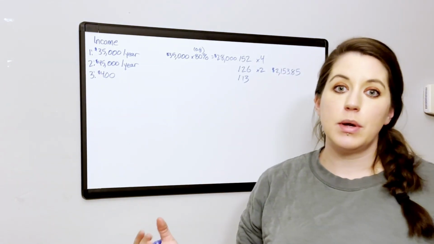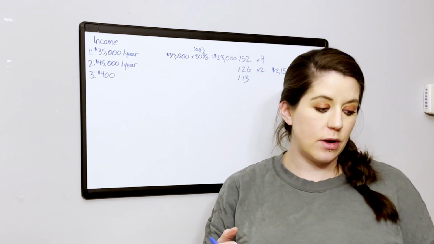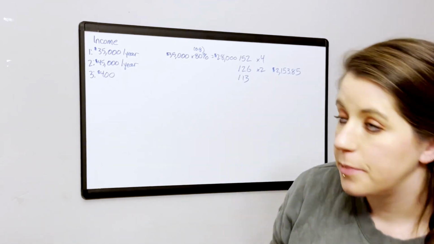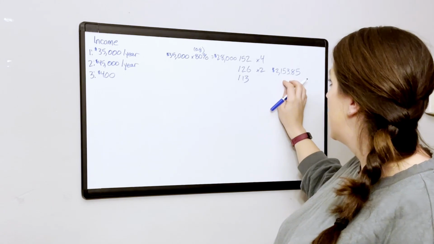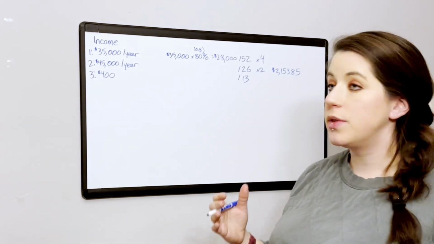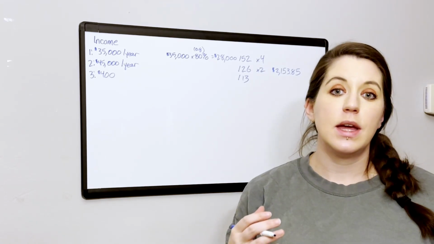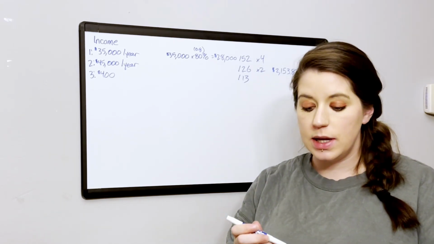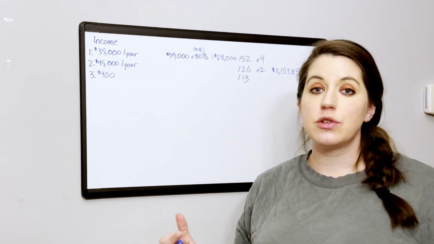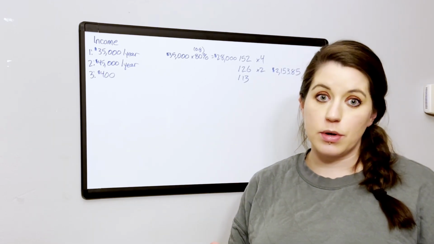All of these are going to come out to the same amount. You can definitely do the calculations on your own, but that amount is going to come out to $2,153.85. Now, when you are working with a budget, it is definitely beneficial to work with whole numbers.